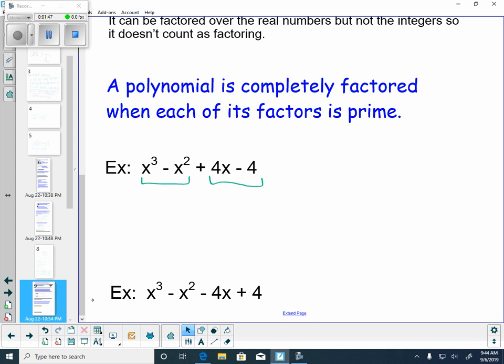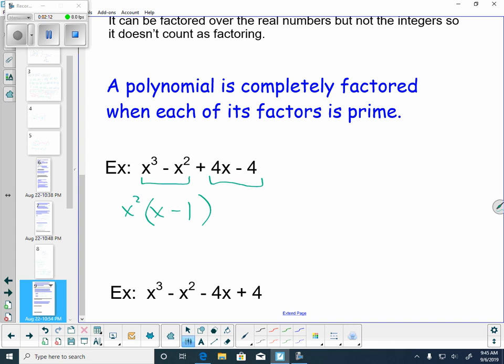Getting some help from Billy. X squared. X squared? Yep. If I factor out x squared and I put a parentheses, then x squared times what gives me x cubed? X minus 1. X minus 1, everybody agree? All right, x squared times x gives me x cubed. X squared times a negative 1 gives me a negative x squared.